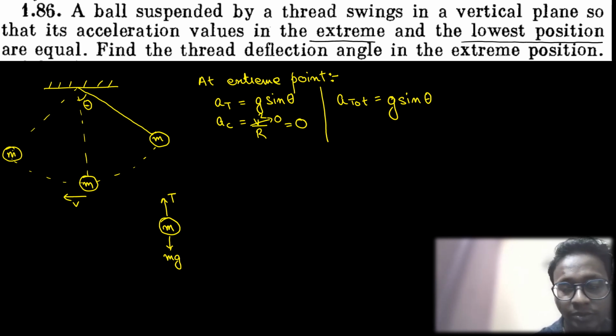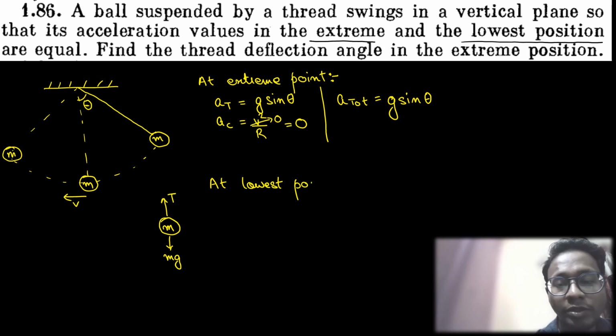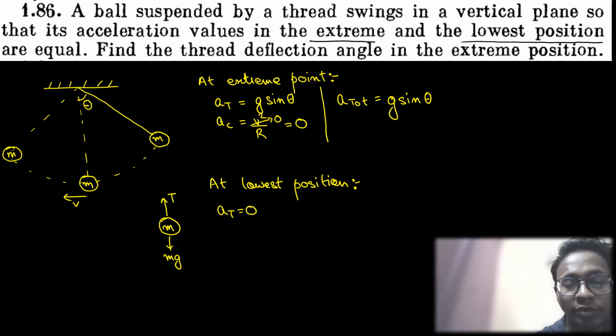No. So at the lowest position, tangential acceleration is equal to 0. Why? Because there is no tangential component of force. Now I need to find out the value of centripetal acceleration. T minus mg is equal to mv squared by r, where v is equal to velocity.